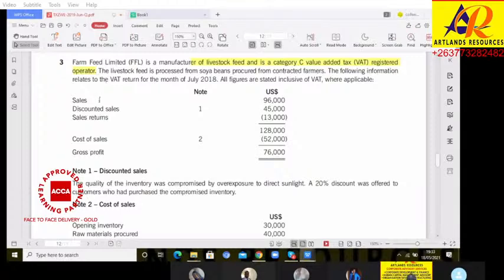So you are given here that there are sales. Because this is a supplier of livestock feeds, the sales are zero rated, there is no VAT. Discounted sales, whether discounted or not, are zero rated food. My sales returns are also zero rated food.